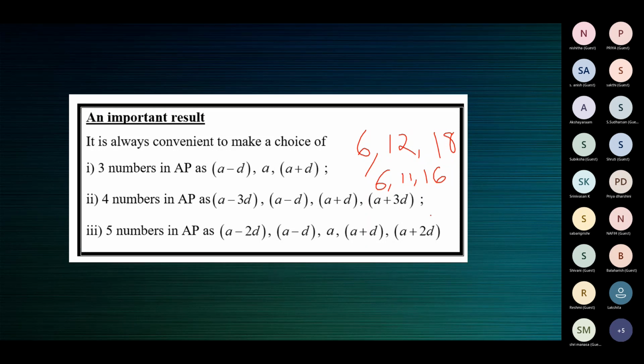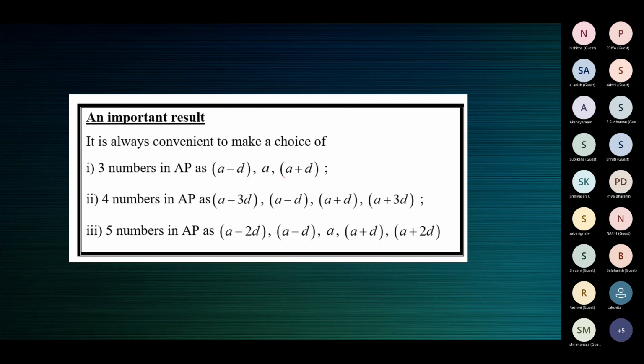When you want to find 3 numbers in AP, it's convenient to assume the numbers as A minus D, A and A plus D. That is, let one number be A. Its preceding one will be A minus D, and the number after this will be A plus D. Just take one number before A, that's all. Let me tell you again.